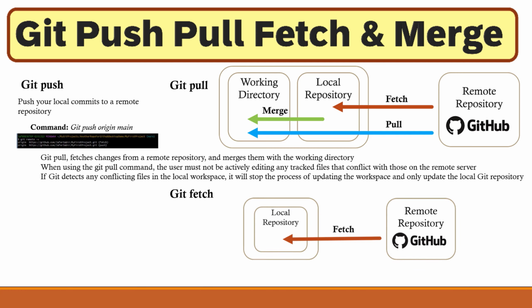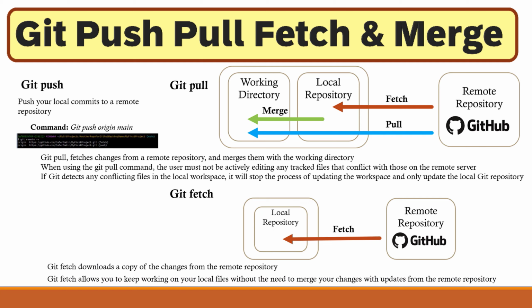And moving on to git fetch, so git fetch will download a copy of those commits. Git fetch allows you to keep working in your local files without needing to merge your changes with the updates from the remote repository. So with the git fetch process, it downloads it, but it does not merge it. Let's have a look at an example of both git pull and git fetch commands.